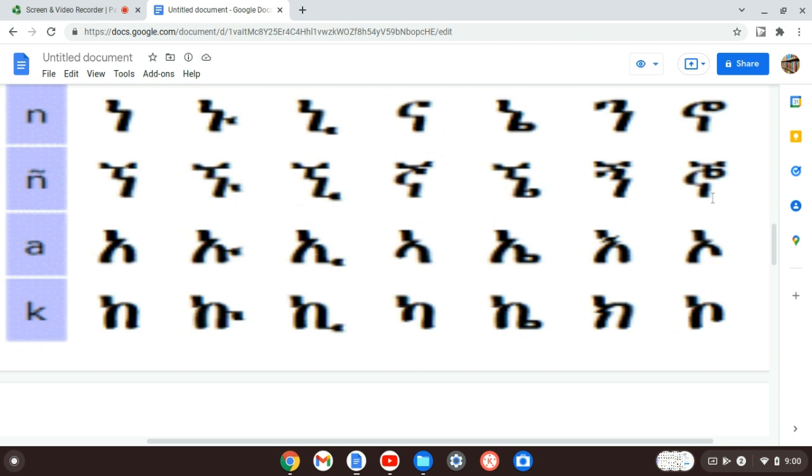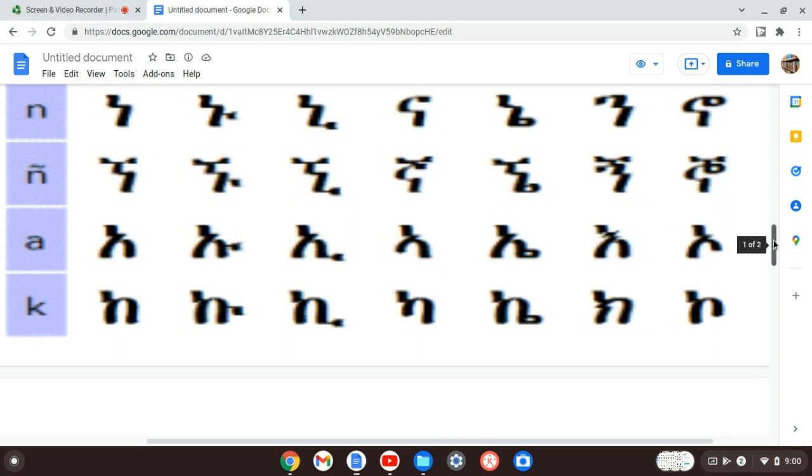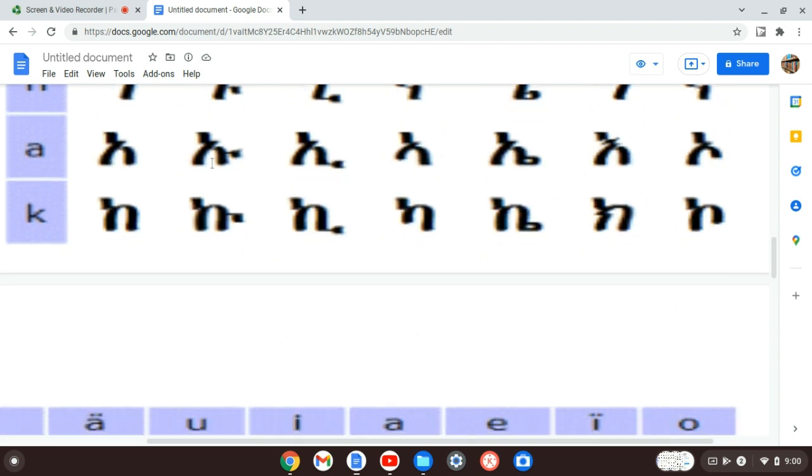And then the next set of letters are a, u, i, a, e, I, o. By the way, you pronounce the first one and the fourth one the same way. I don't know if they have any differences at all. You can use them interchangeably. So you say ah, and then this one is also ah.